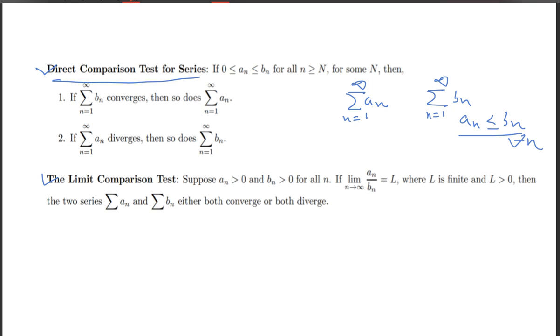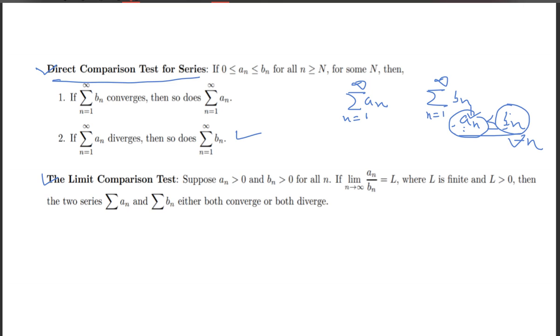If this happens, then sorry, if bn is convergent, then the bigger series is convergent. Bigger, you remember like this: if the bigger one is convergent, then the lesser one follows, the lesser one is also convergent. If the smaller one is divergent, then the bigger one is divergent. If an diverges, then so does bn.